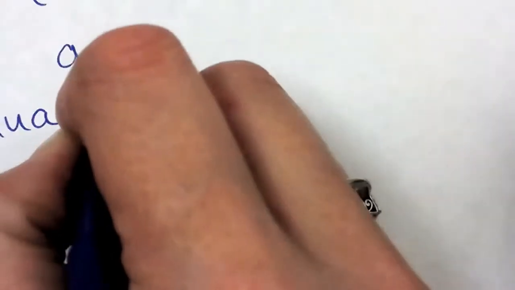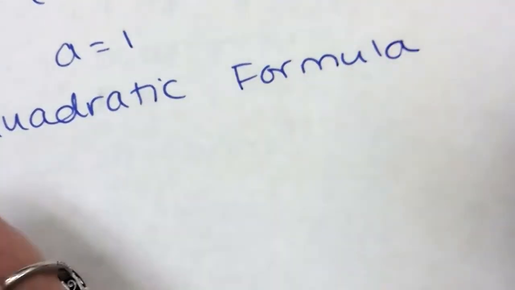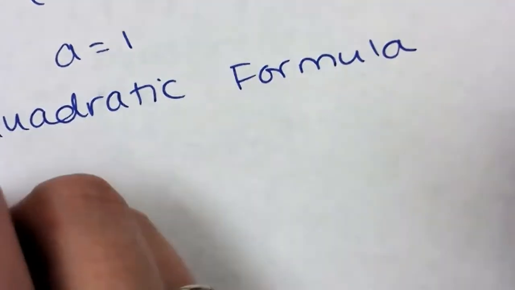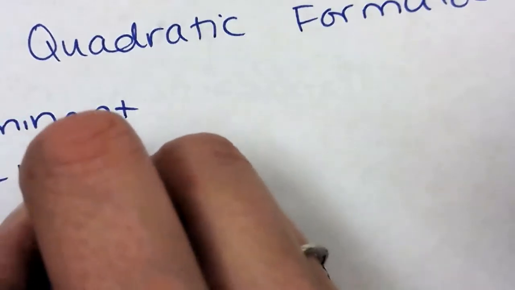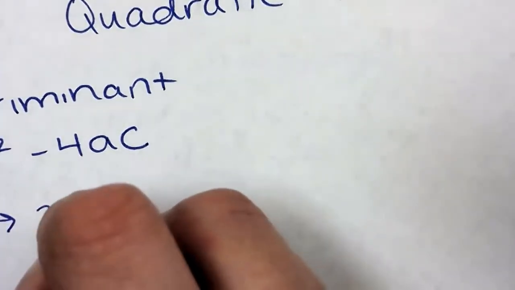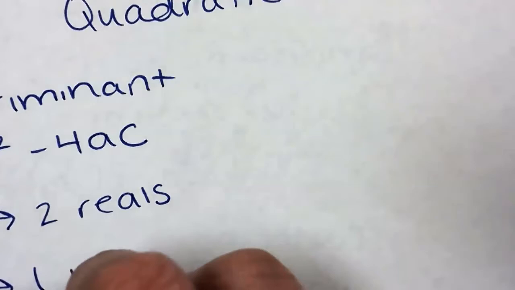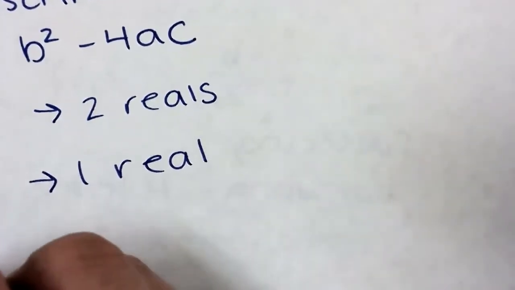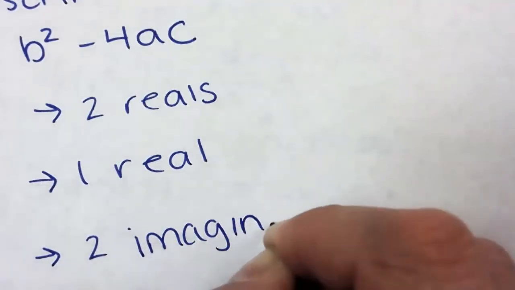We also have the quadratic formula, which is made up of the discriminant. The discriminant does not include the radical, so it is just b squared minus 4ac. And if you get a discriminant value that is positive, you get 2 reals. If you get a discriminant value that is 0, you get 1 real. And if you get a discriminant value that is negative, you get 2 imaginary.